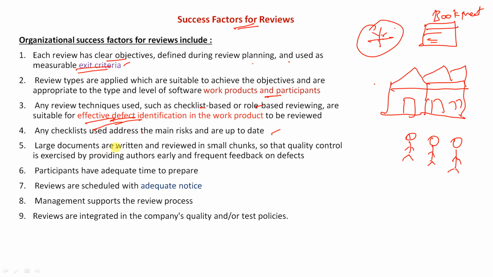Large documents are written and reviewed in small chunks, so that quality control is exercised by providing authors early and frequent feedback on defects. So if it is a large document, it will be cut down into chunks, then it can be reviewed and feedback obtained as well. Participants have adequate time to prepare. That is also provided by the organization. Then reviews are scheduled with adequate notice. Management supports the review process.